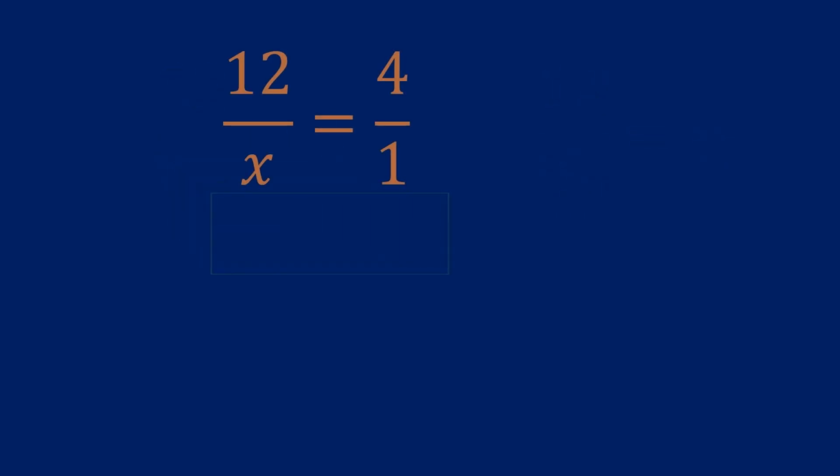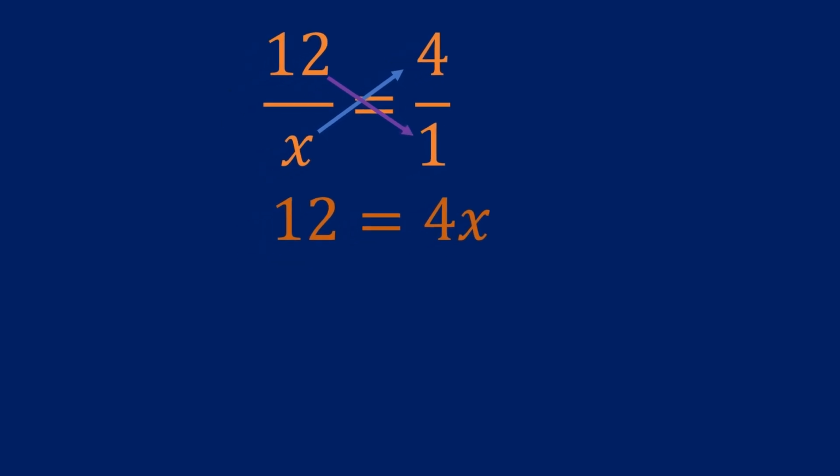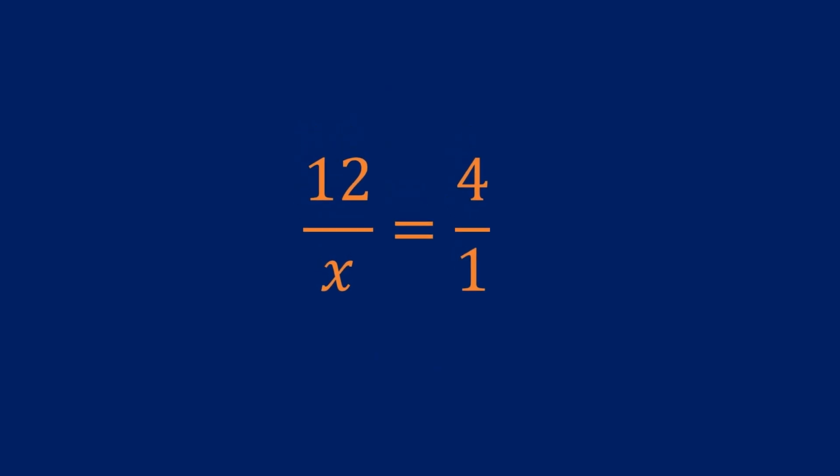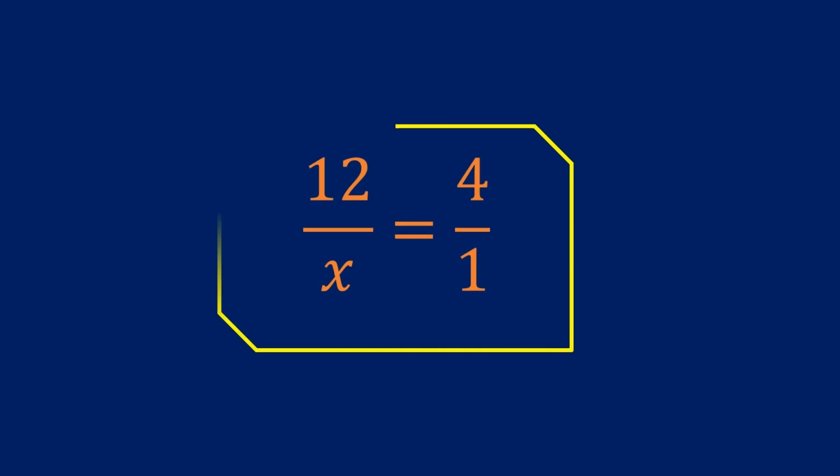So, we are going to follow the same steps as the last example. Let's cross-multiply. 12 times 1 is 12. x times 4 is 4x, and next we are going to divide both sides by 4. So, 12 divided by 4 is 3. Therefore x is equal to 3. And so, you want to make sure that you know how to perform this cross-multiplication technique. You can only use it if you have two fractions separated by an equal sign.